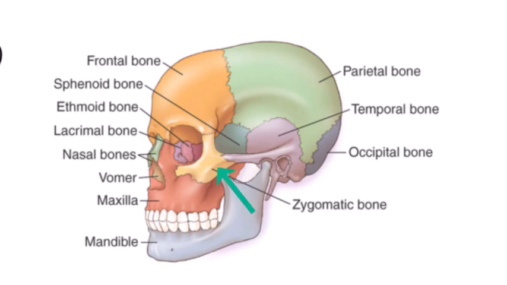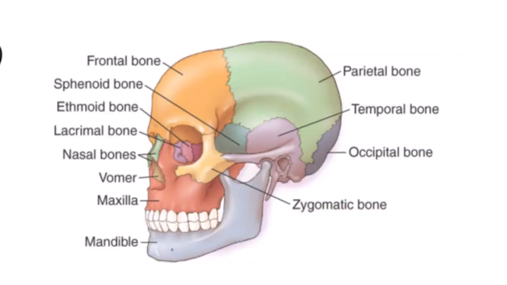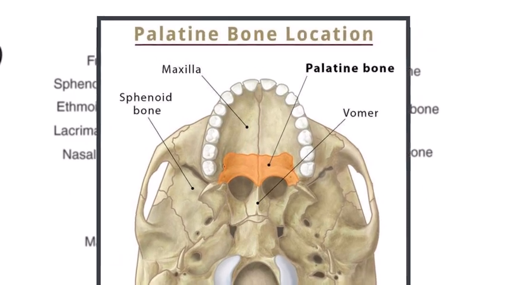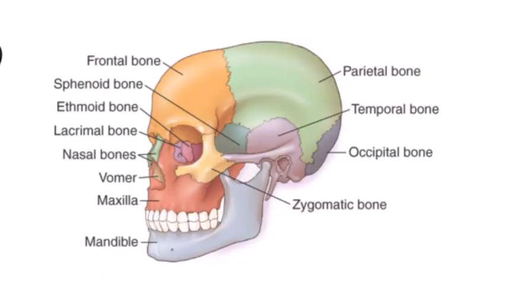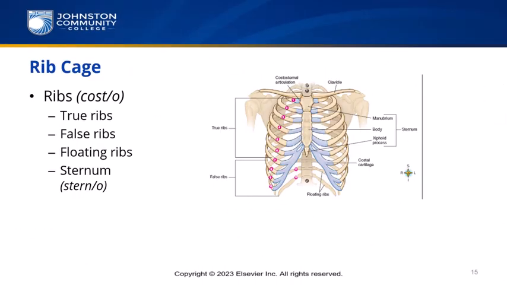The zygomatic bones are the cheekbones. The lacrimal bones are paired bones at the corner of each eye that cradle the tear ducts. The maxilla is the upper jaw bone. The mandible is the lower jaw bone. Also, fun fact, it is the only movable bone in the skull. The vomer is the bone that forms the posterior and inferior part of the nasal septal wall between the nostrils. Then we have the palatine bones, which make up part of the roof of the mouth. And finally, we have the inferior nasal conchae, which makes up part of the interior of the nose.